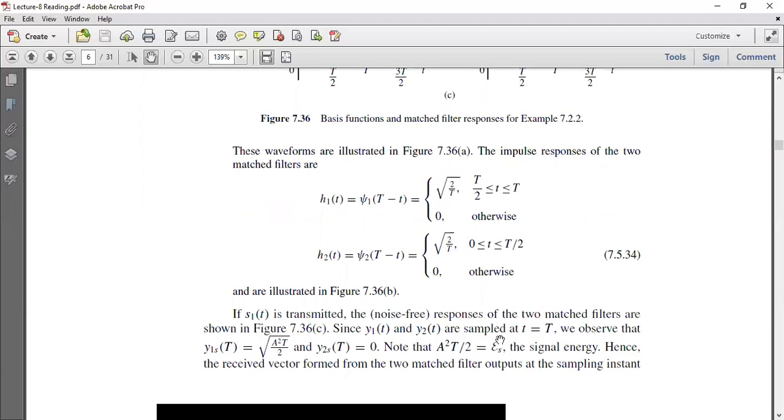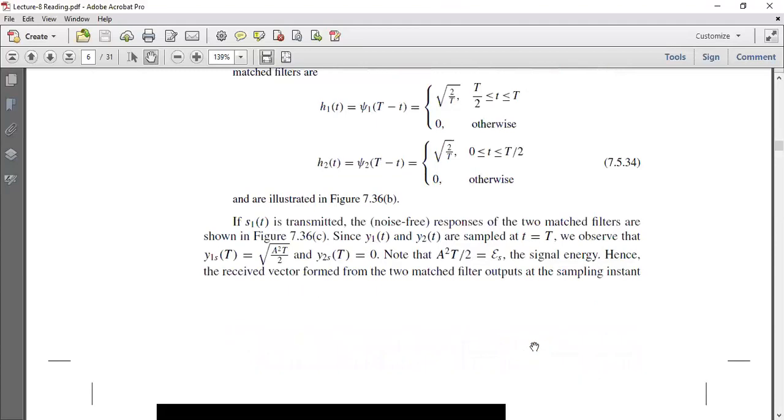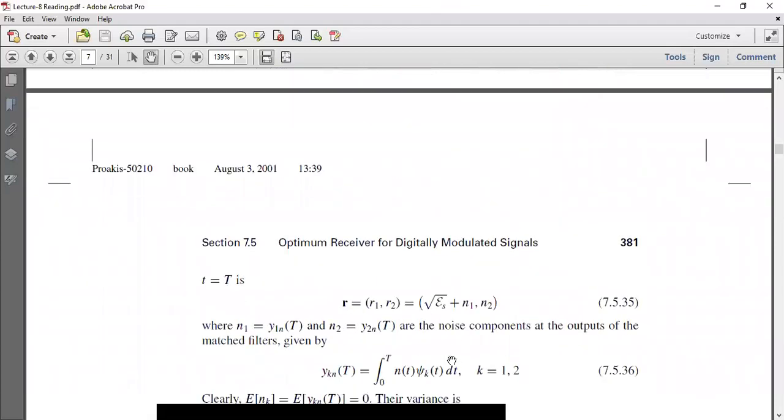So we observe that y1 of s sampled at time T is equal to square root of A squared T over 2, and y2 of s at capital T is equal to 0. So A squared T by 2 is equal to Es, the signal energy. Hence the received vector formed from the two matched filter outputs at the sampling instant t equal to capital T is r, the observation vector r1 and r2, which is square root of Es plus n1 and n2. N1 is equal to y1 of T, the noise component, and n2 is the second noise component at the output.